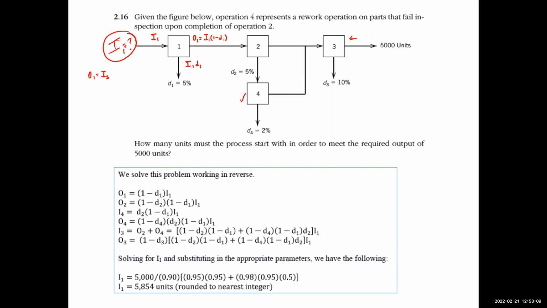And we know that the output of 2 is going to be equal to the input of 2 times 1 minus D2. Same thing that we did here, right? Output of 1 equals I1 times 1 minus D1. We're doing the same thing here with the difference that O2 equals I2 times 1 minus D2.